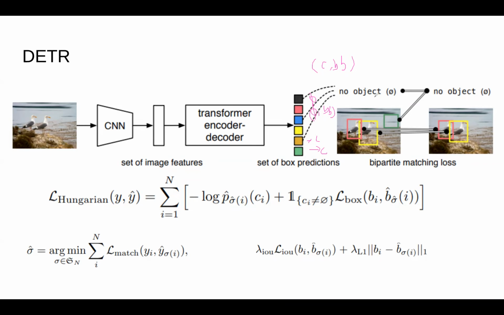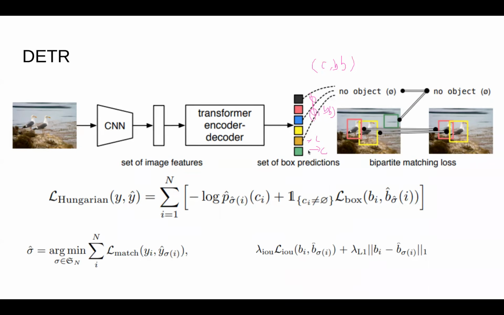So if you see this no object, yeah, this no object is phi. So let's now come to the training of this. The way this network is trained is because you're basically doing an object detection task.